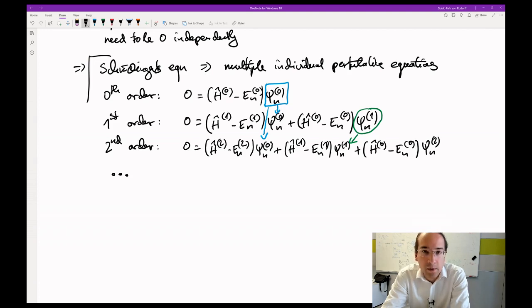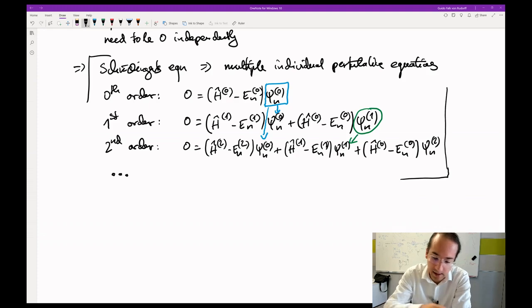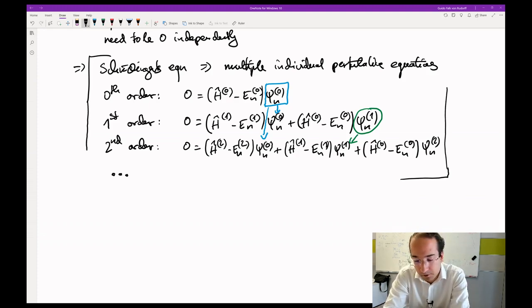So the key takeaway here is that you start from Schrodinger's equation, you Taylor expand each individual term, and then you collect the terms in orders of lambda. What you end up with are these independent, not strictly independent, but independently solvable expressions for the individual order terms. And they can then be solved consequently one by one.